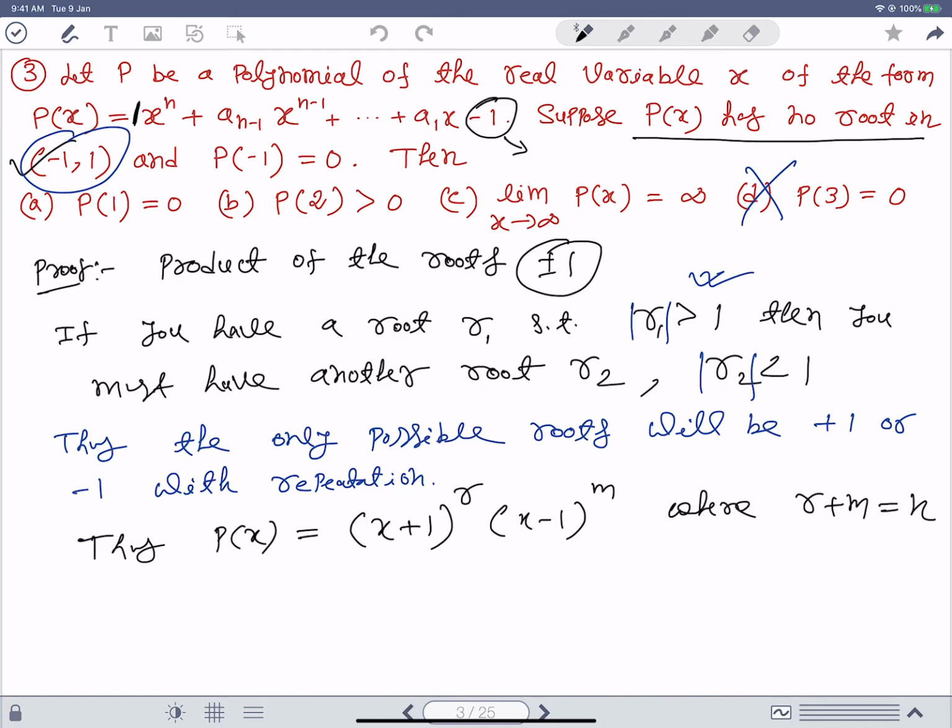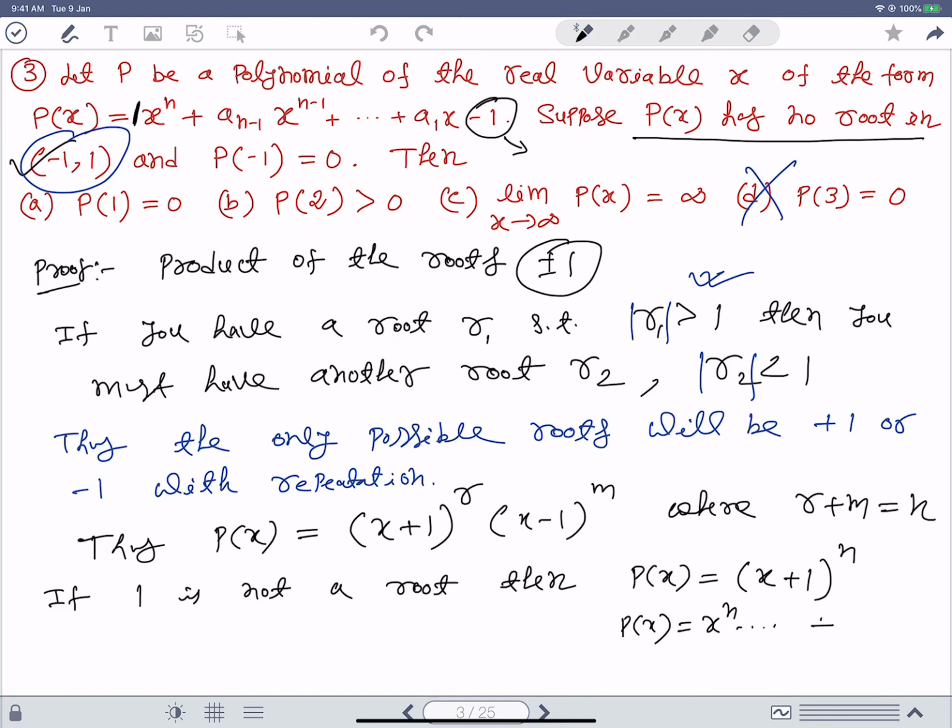Now what if 1 is not a root? If 1 is not a root, then minus 1 will be the only root, right? So therefore p(x) will be x minus of minus 1, so (x plus 1) to the power n. Now, in that case you can see that the last constant term will be plus 1. The constant term will be plus 1.